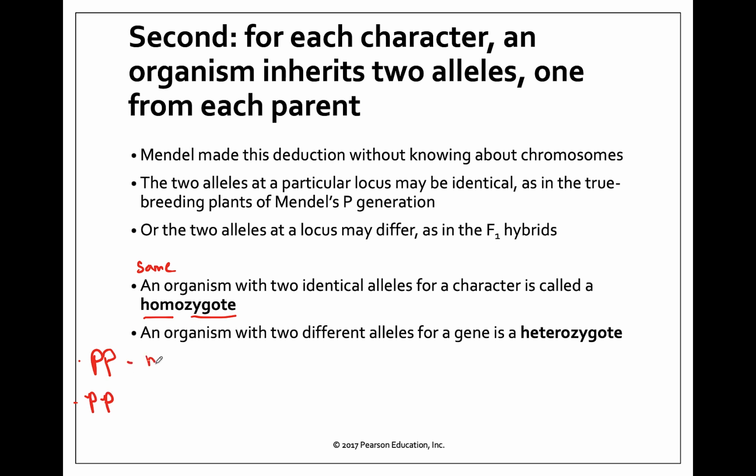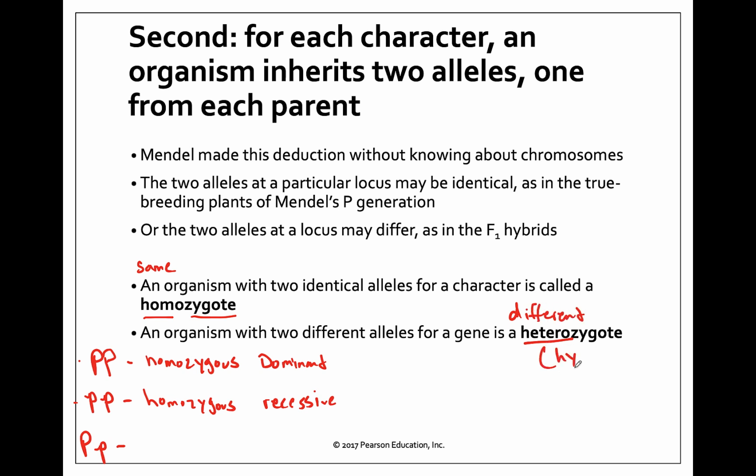So this individual would be called homozygous dominant. And this one would be homozygous recessive. There's one more option, and the other option is that you can have both, a big P and a little p. These organisms are what we call the hybrids. So these are going to have two different alleles. So these are called heterozygotes. Hetero here means different. Another term for these is hybrid.